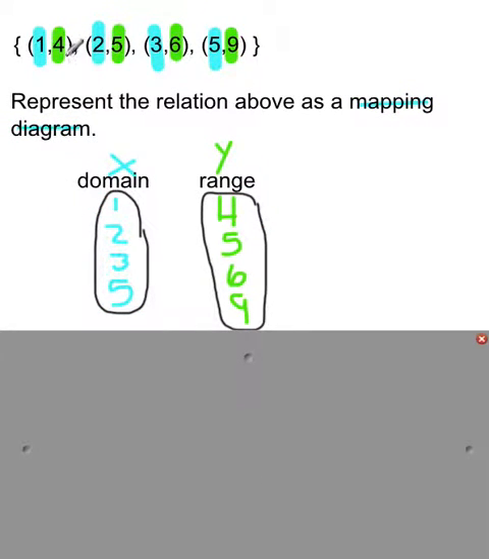So 1 goes with 4, 2 goes with 5. Yes, you need to draw these lines. 3 goes with 6, and 5 goes with 9.